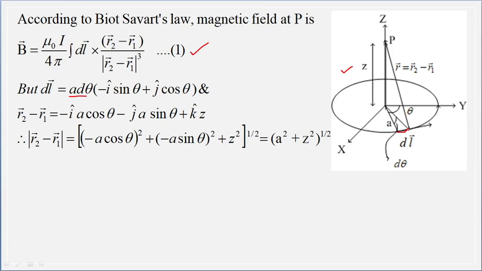Then for the direction of vector dl, we have to multiply by a unit vector in the direction of vector dl, and it is written here: minus i cap sin theta plus j cap cos theta.